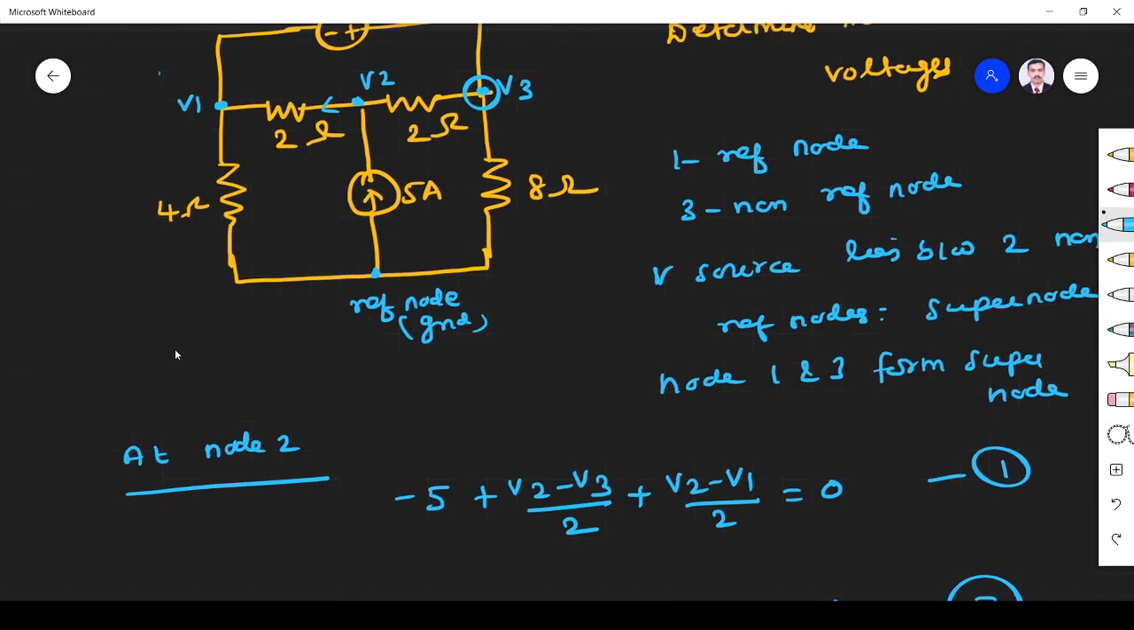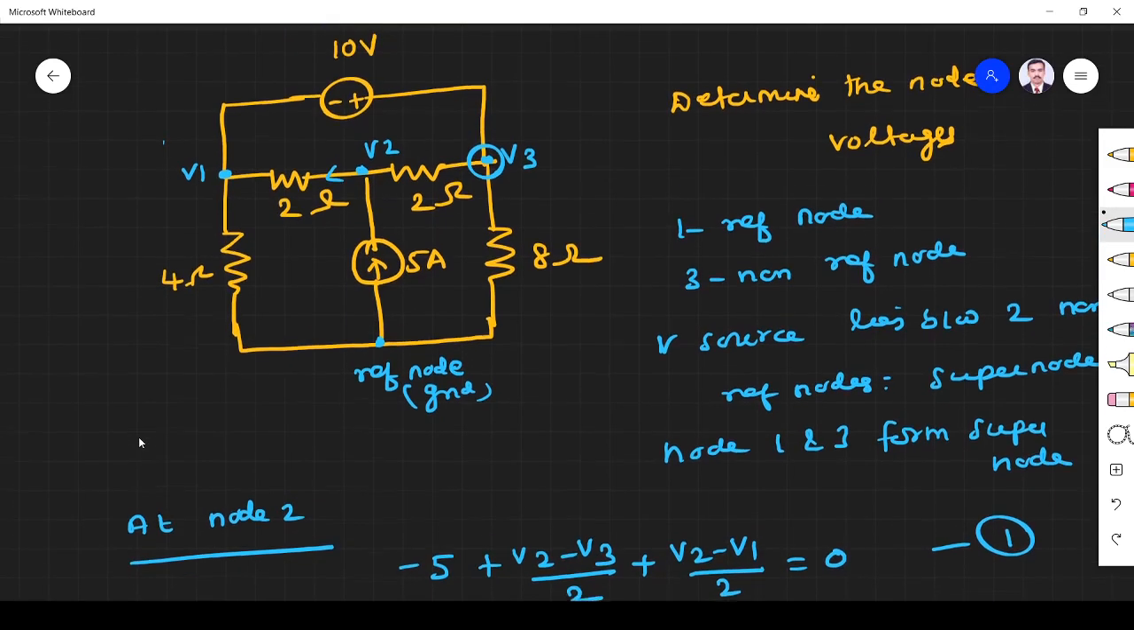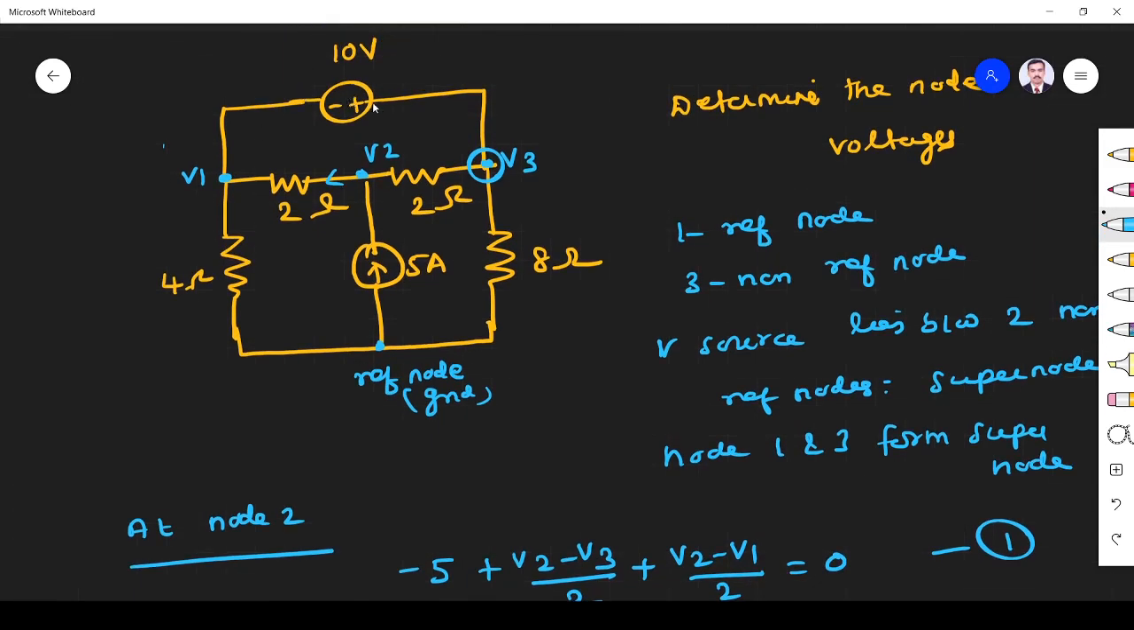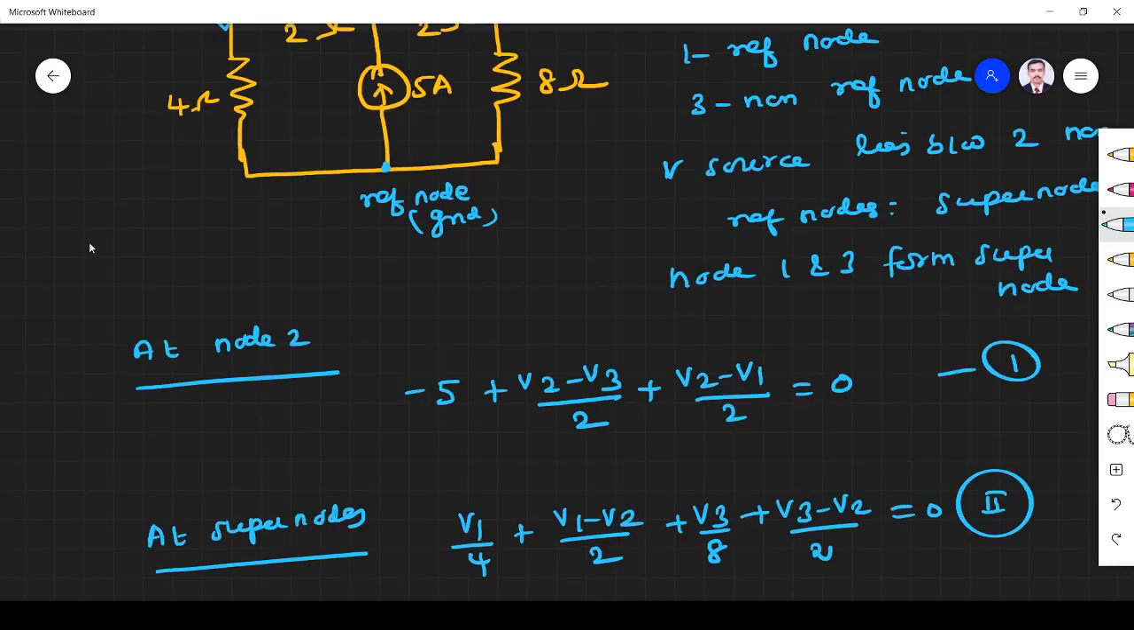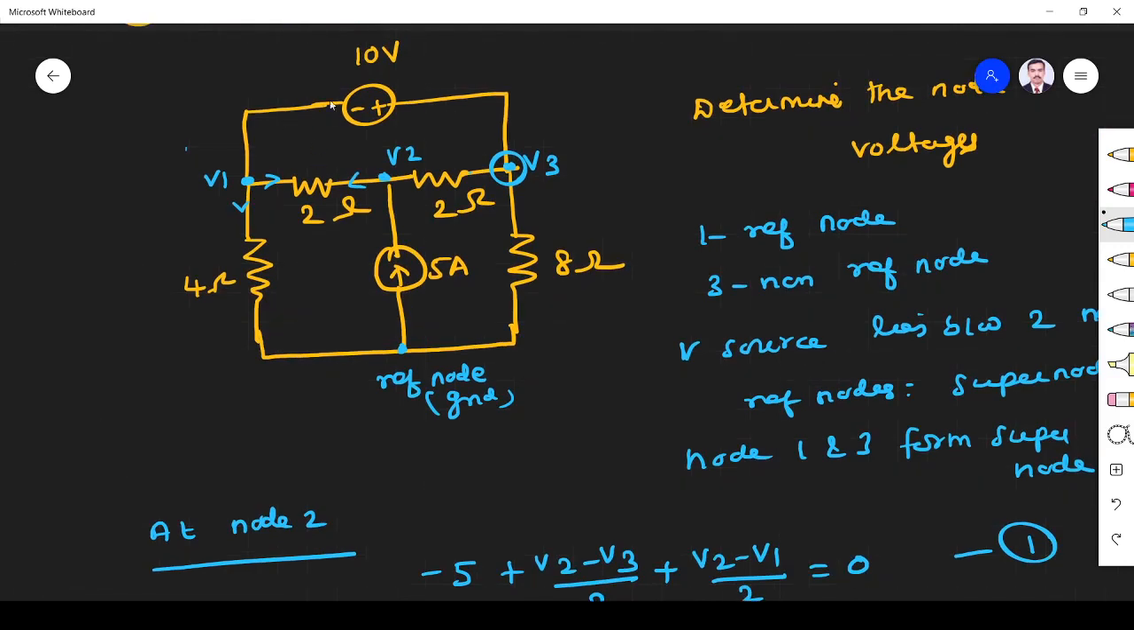Now see what we did. This is a non-supernode, so we applied nodal analysis simply. V1 and V3 form a supernode, so this branch is a supernode branch, and we keep it out for the time being. We applied KCL at this node, which has two branches, and also at V3, which has two branches. Now we will bother about this one.